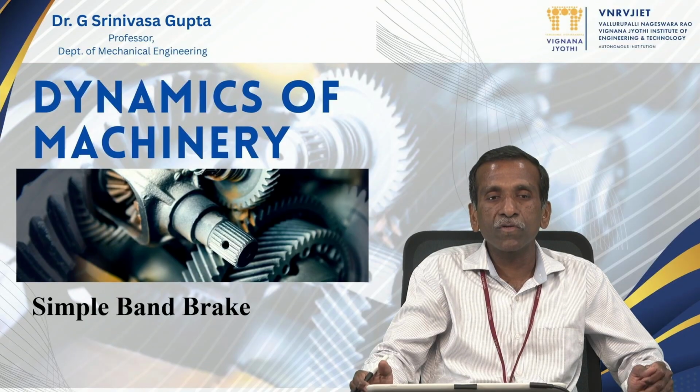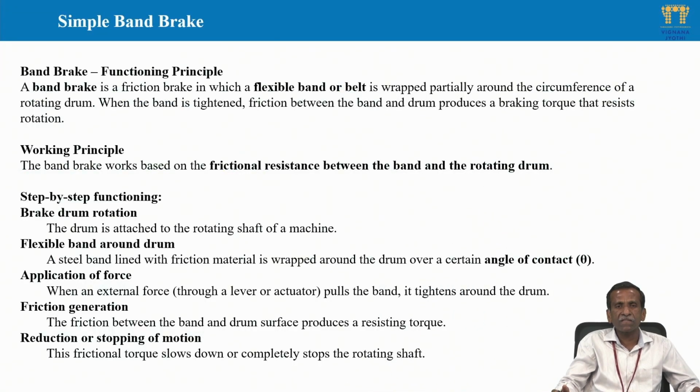Now today we are going to see the simple band brake. What is it? The name itself indicates band. This is the friction brake, all are friction brakes, in which a flexible band or belt made of leather or steel wire lined with friction material is wrapped partially around the circumference of a rotating drum. When the band is tightened, friction between the band and drum produces braking torque, that is frictional force or frictional resistance that leads to braking torque.